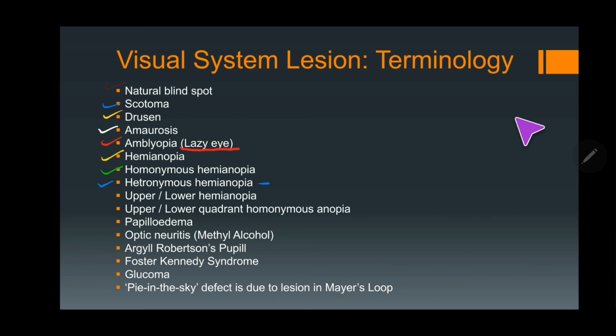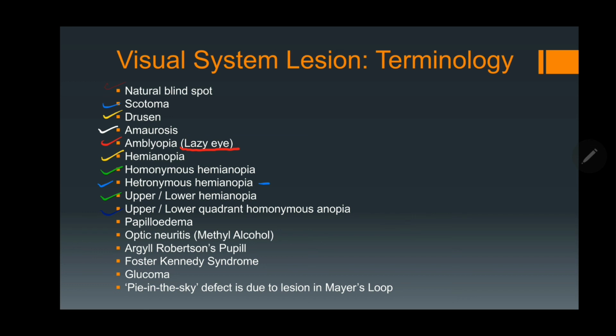Now talking about the upper and lower hemianopia, this can be because of the ischemic injury of the upper or lower division of the central artery of the retina. Upper and lower quadrant homonymous anopia, upper and lower quadrant, can be remembered because of the Meyer's loop.